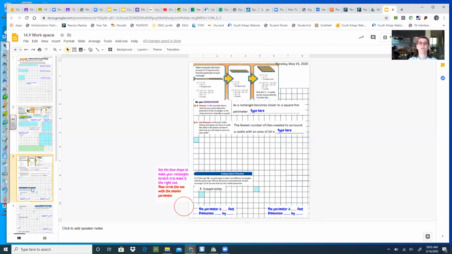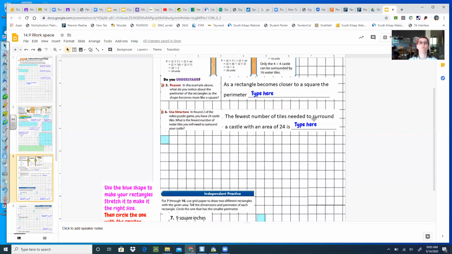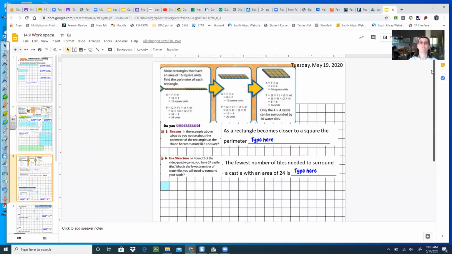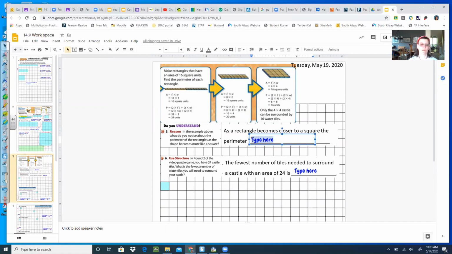Okay. Let me zoom back in because my eyeballs are not that good. Okay, number 5, in the example above, so that was this, where they were doing those tiles and a video game with a moat going around it. What do you notice about the perimeter of the rectangles as the shape becomes more like a square? So as a rectangle becomes closer to a square, the perimeter gets smaller. Okay, that's all you need to write there is get smaller. Okay, number 6.